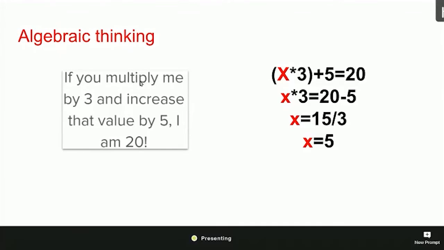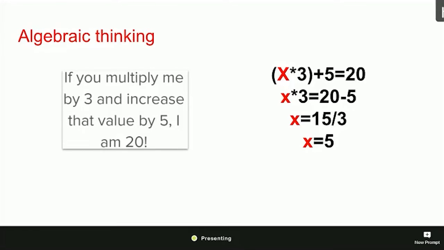So you multiply me, so we are multiplying that letter. The X will be multiplied by 3, so X times 3, and that increases the value. So that value is the result of X times 3. After we get X times 3, we will increase that value by 5. We'll add 5. And I am 20. That means I am equal to 20.